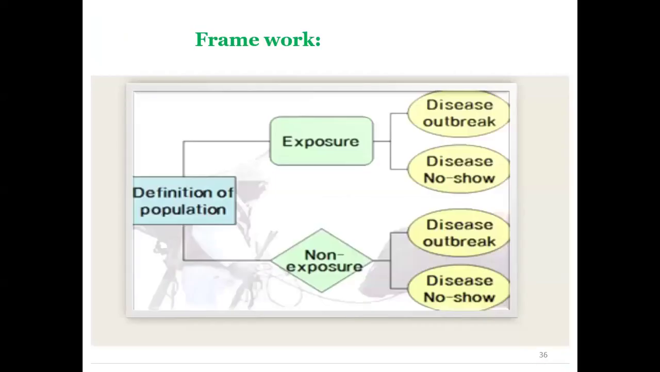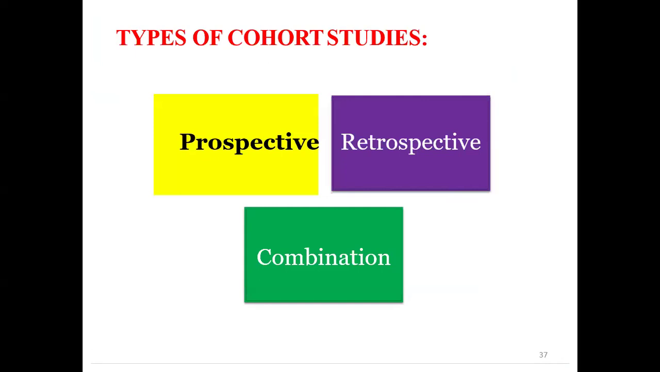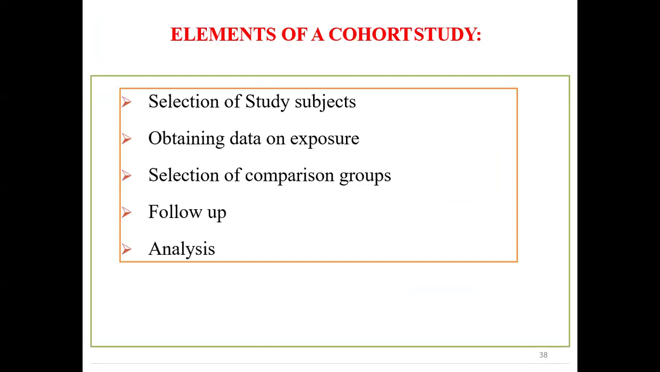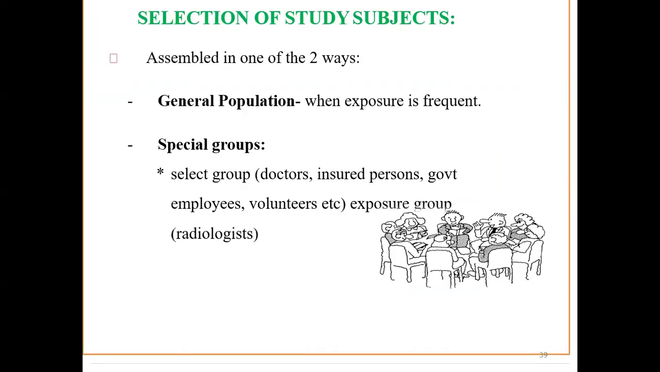This is the framework for the cohort study. It is of mainly three types: prospective study, retrospective, and combination. Coming to the elements of cohort study, these are five which we will talk about in detail. So first is the selection of the subjects, which can be done in two ways: general population or special groups can be there.